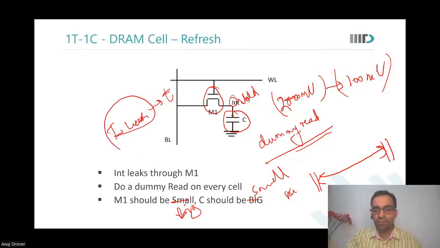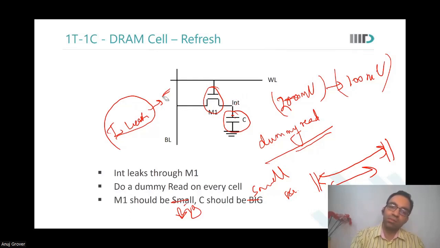Okay. So you can increase this interval then. Okay. So these are contradictory requirements on the capacitance sizing and the M1 sizing. Are you able to see this?